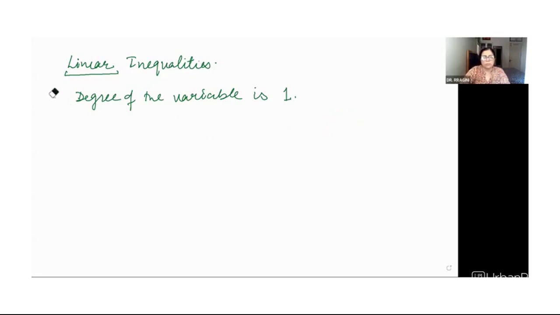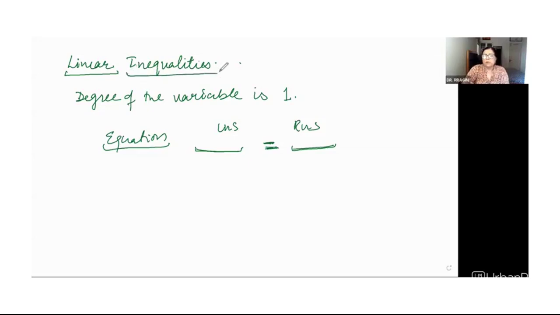And what is the meaning of the word inequalities? In an equation, we have something on the LHS and something on the RHS, the right hand side. And then we have an equal to sign, which means the constituents on the left and the right give the same result. So then they are equal. Now inequalities involve the usage of symbols less than, less than or equal to, greater than, and greater than or equal to. They are not exactly equal.